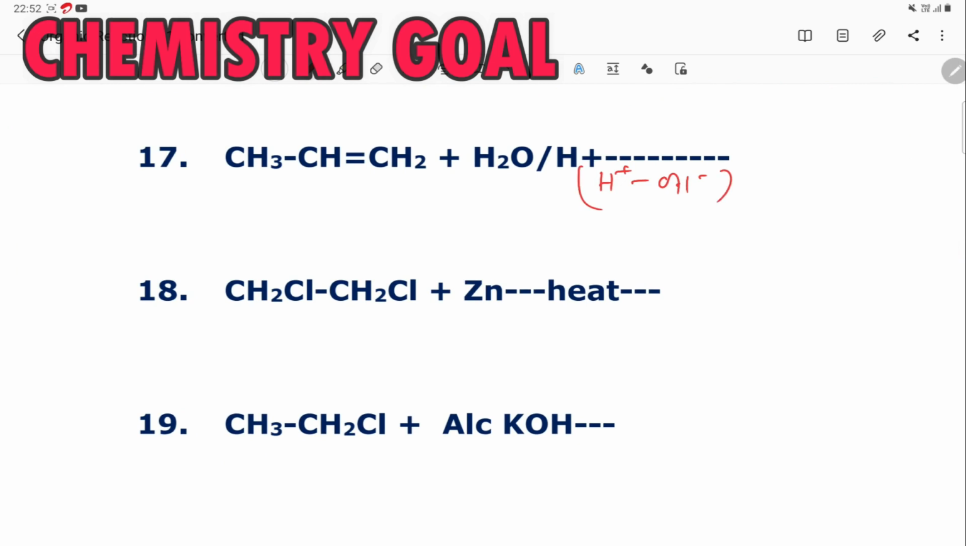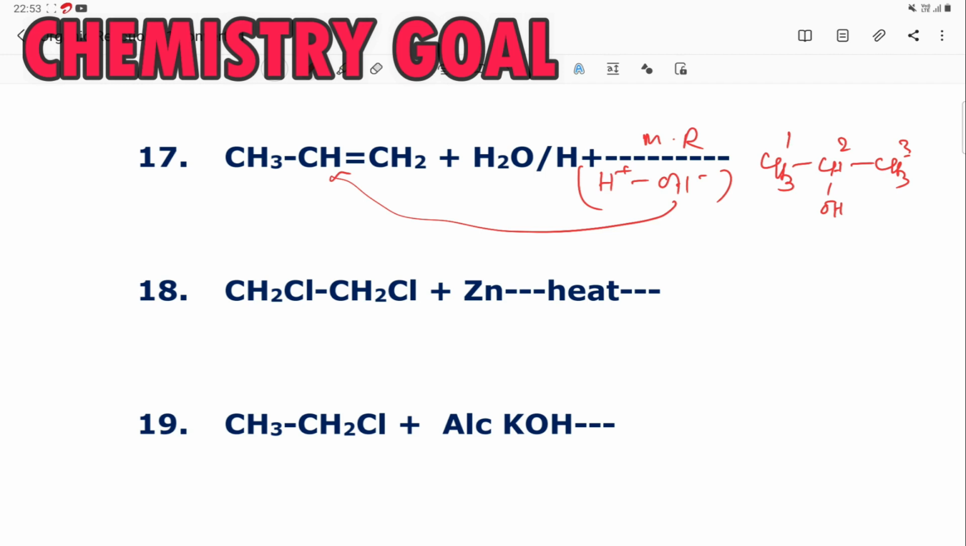Here the same, it is also hydration of alkene, with H and OH as positive and negative ions. So OH minus attacks as per Markovnikov's rule. The product is CH3CHOHCH3, that is 2-propanol. 2-propanol will be formed. So this is the addition reaction of propene in the presence of acidic water. This is also an addition reaction which follows Markovnikov's rule.